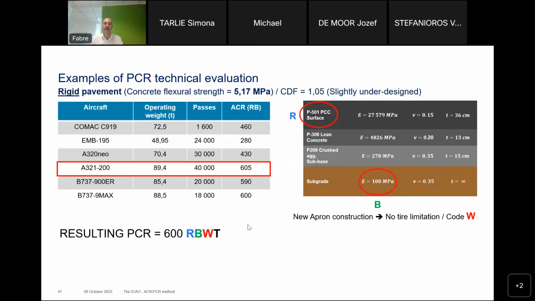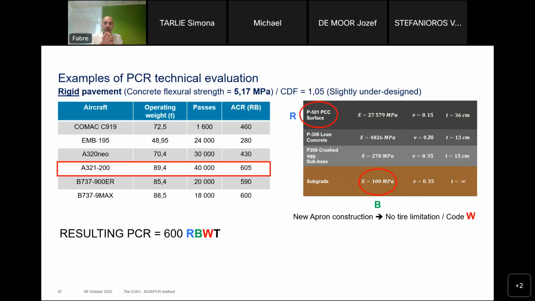So, last example before the example including the overload operation case. In that case it is a rigid pavement. This is an apron, which was designed for an airport in the US. So you can use FAARFIELD to model your pavements. The working stress in that case is 5.17 megapascal, and the calculated CDF according to the reference traffic is 1.05. So it means it is slightly under design, but very, very slightly.